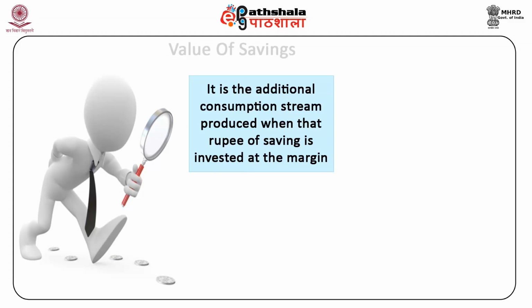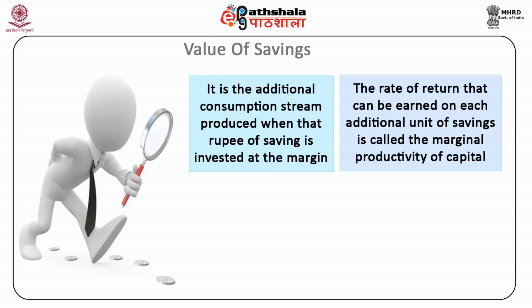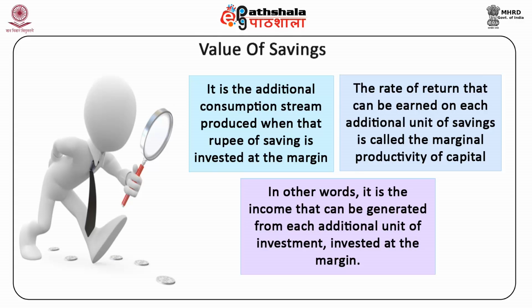Value of savings. It is the additional consumption stream produced when that rupee of saving is invested at the margin. The rate of return that can be earned on each additional unit of savings is called the marginal productivity of capital. In other words, it is the income that can be generated from each additional unit of investment invested at the margin. If the marginal productivity of capital is S and the reinvestment rate on additional income arising from reinvestment is I, the cash flow can be represented as follows.